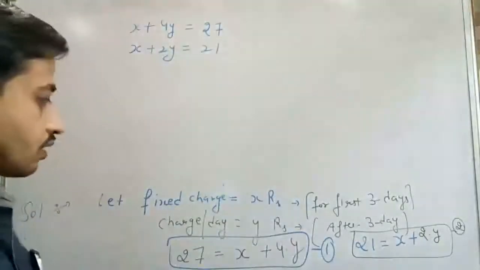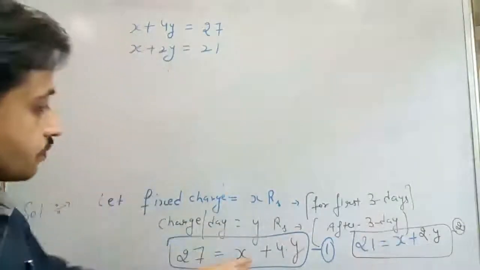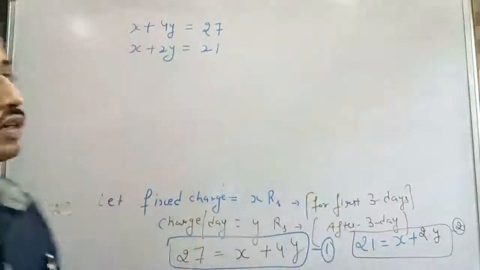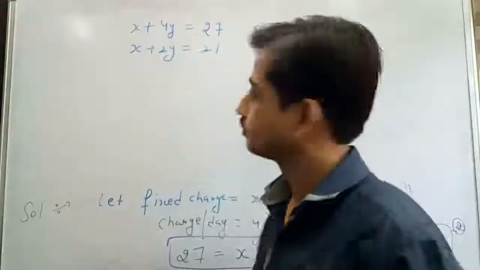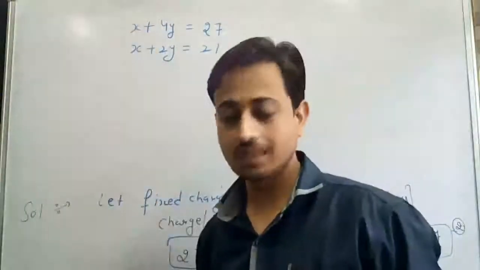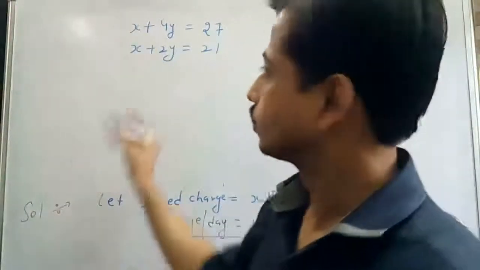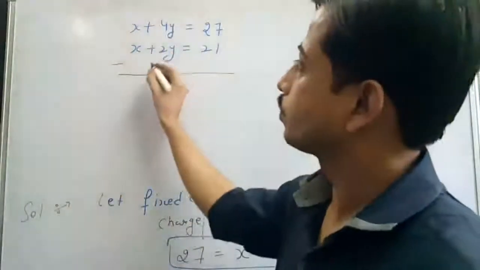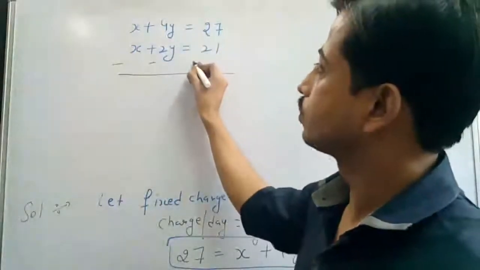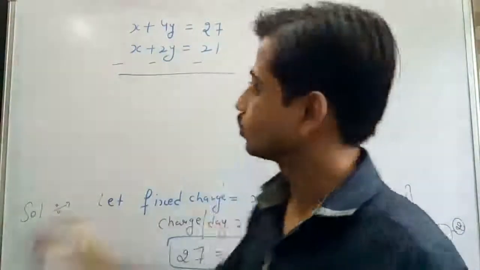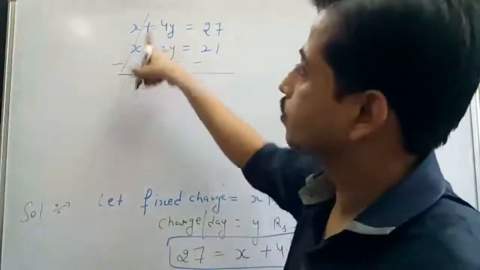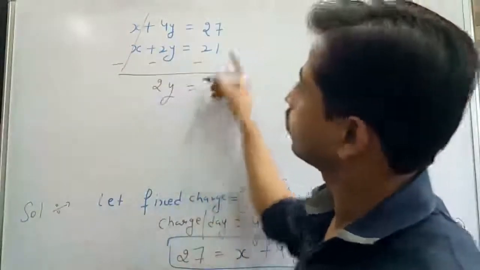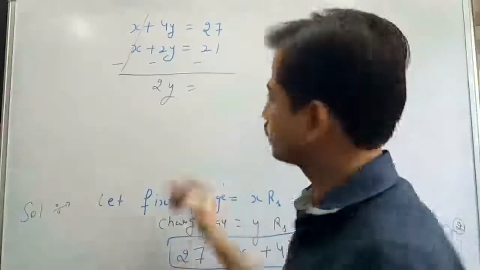Now look, we got these two equations. I write this: x plus 4y is equal to 27 and x plus 2y is equal to 21. Look at the step: the coefficients of x are the same, so there is no need to go to step 2. Please change the sign. We have to make this negative, and this also negative, so the x term will be cancelled out. Plus 4y minus 2y, what will we get? 2y. Now 27 minus 21, we get 6.